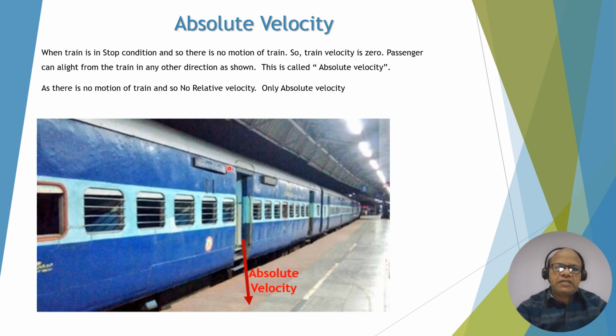This is another example. If the train is in a stop condition and the passenger is coming out in this direction with a certain velocity, that is again the absolute velocity. Again, there is no relative velocity because the train is in a stop condition.